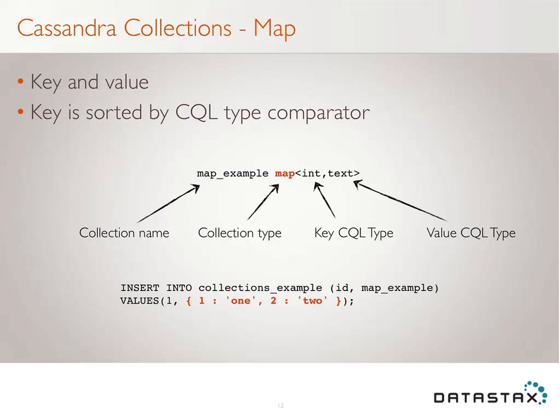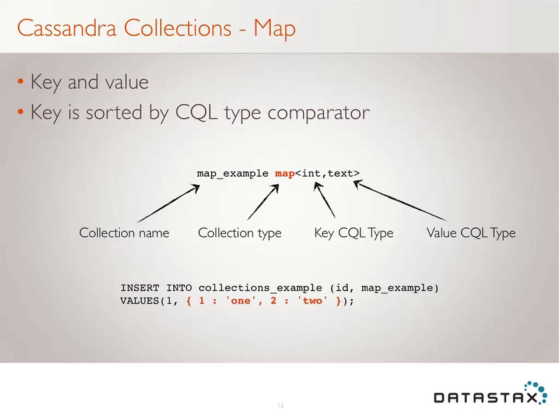Now, here's one of my favorites. It's my favorite right now because I think that it has the most use right now: a map. So a map, of course, is a key and a value, and the key is sorted by the CQL type. So this is something to understand. In this example, I have this map of an int and a text. So the CQL type of the key is int, and the CQL type of the value is text. It's going to sort by the int. So the numerical value is going to be that collating order.